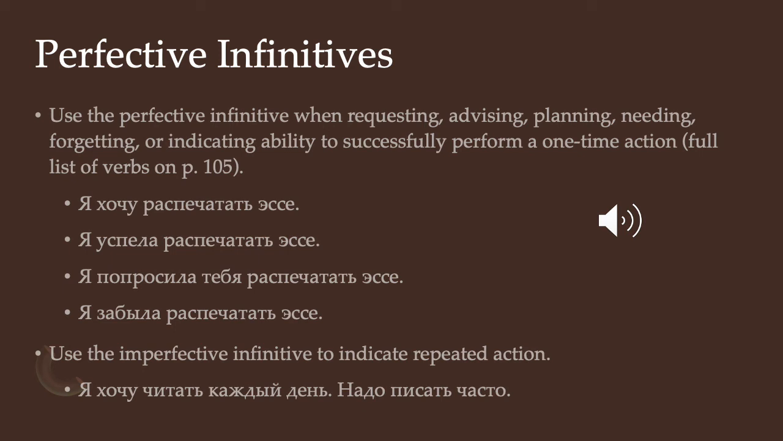Я успела распечатать эссе. I managed to, or I found the time to, print off the essay. Успеть means to manage to do something, to have the time to do something. And once again, we have a successful, completed action. You didn't just start printing the essay, you actually printed it all the way off.